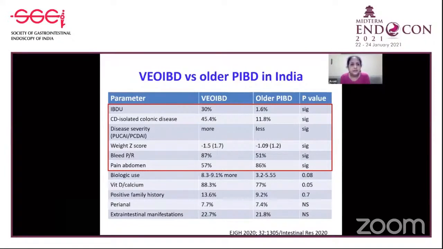The disease was more severe. They had a lower weight. They more often had bleeding per rectum, and abdominal pain was less frequently seen in the very early onset IBD in an Indian subset of patients.